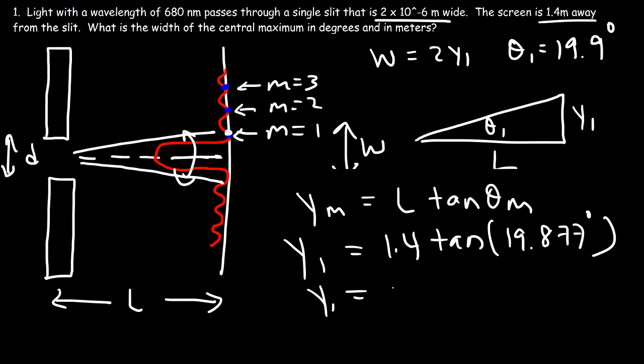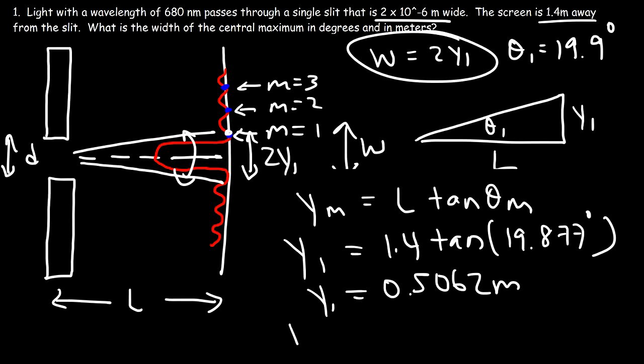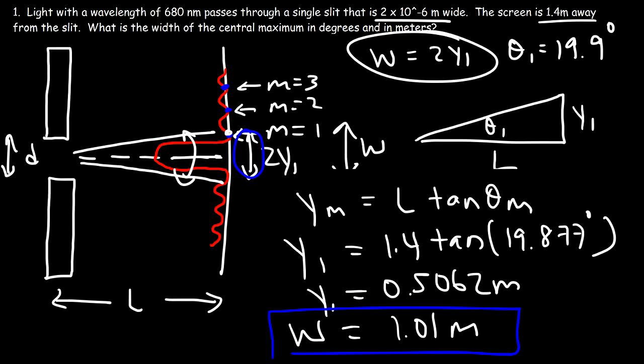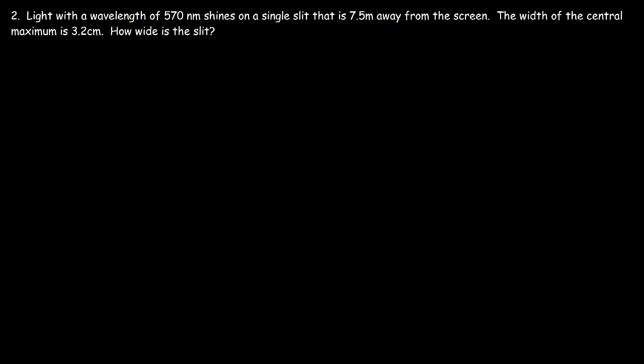So y1 is about 0.5062 meters. And so this entire width represents 2y1. So the width is going to be 1.01 meters. And so that's the width of the central maximum. That's the answer to the second part of the problem.